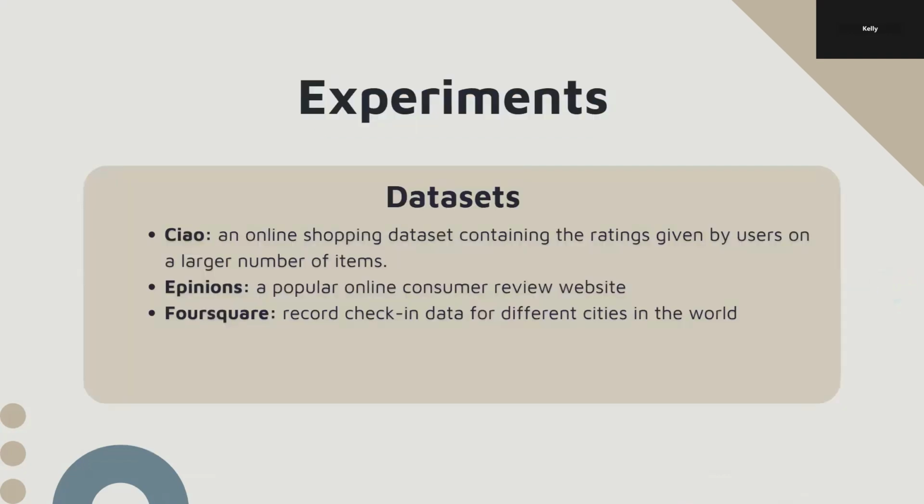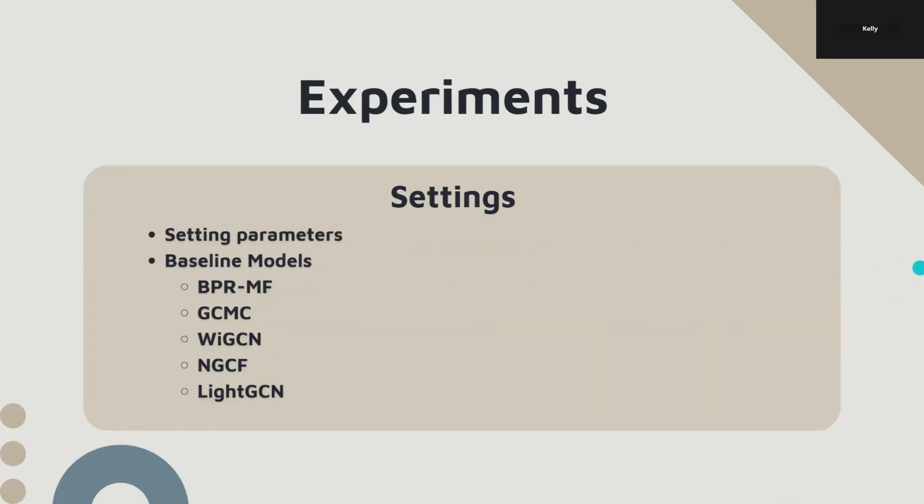And then these are the experiments they did. For the datasets, they use three different well-known datasets, and each dataset is pre-processed and divided into two sets, 80% for training and 20% for testing. For the settings, to ensure that the experimental results are fair, they set the parameters to be the same across all models. And these five are the baseline models they use to compare with CombiGCN.